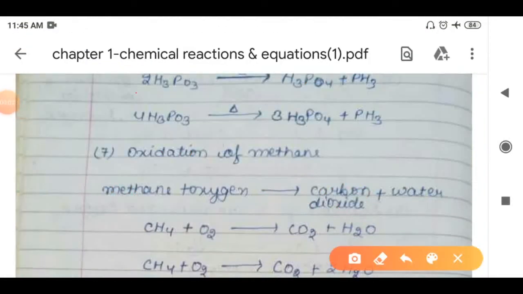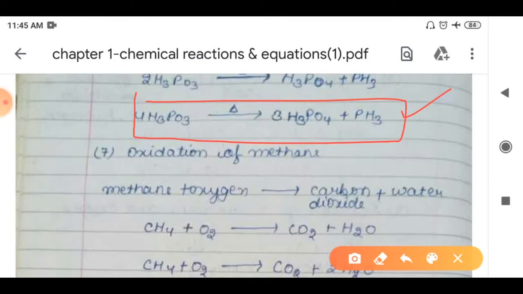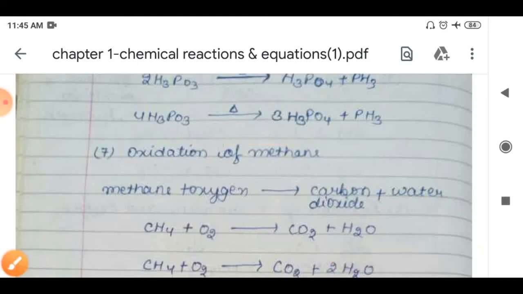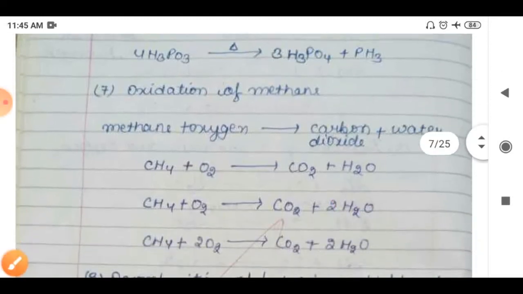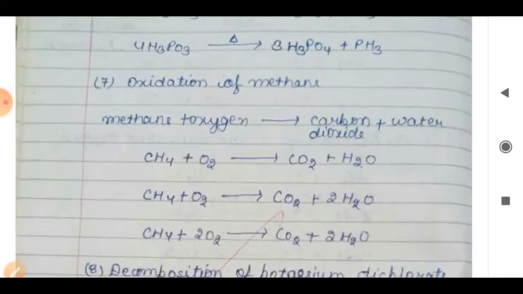So the balanced chemical equation is what, for H3PO3 that is equal to 3 H3PO4 plus PS3, right? This is the decomposition of phosphoric acid into the phosphorus acid and phosgene, right? Let me take the next example, and that next example is what, oxidation of methane.